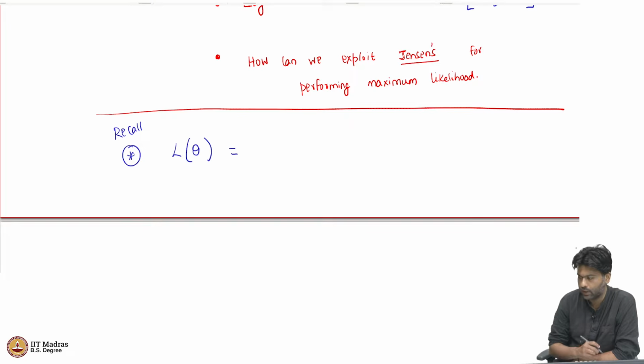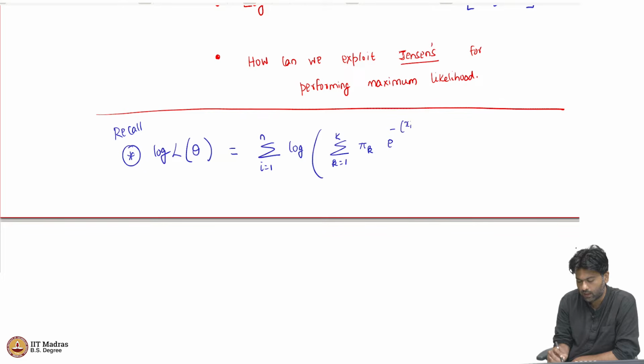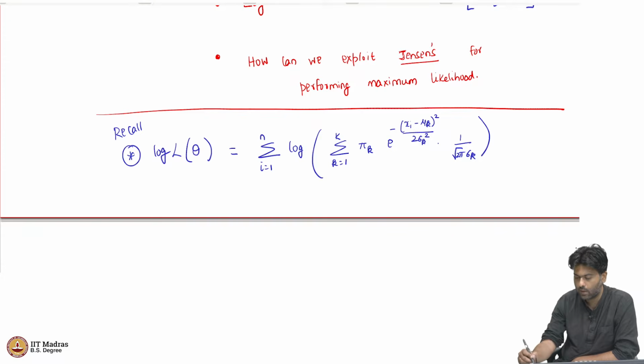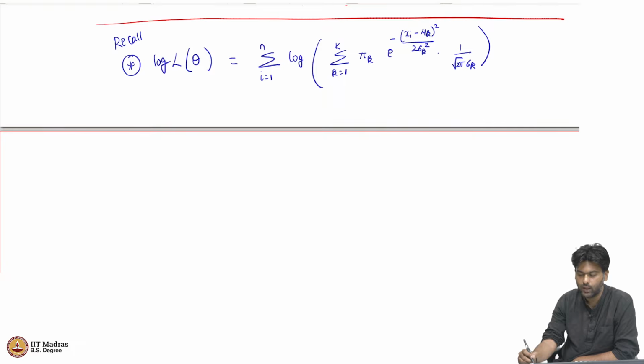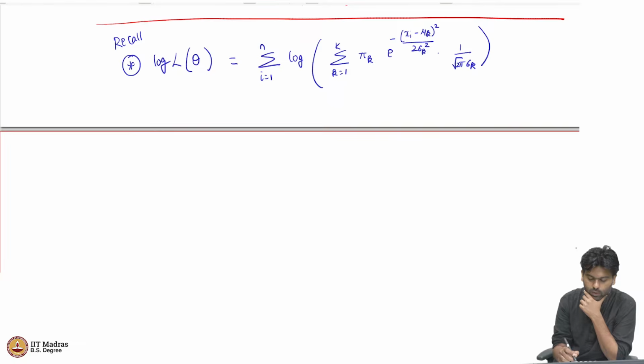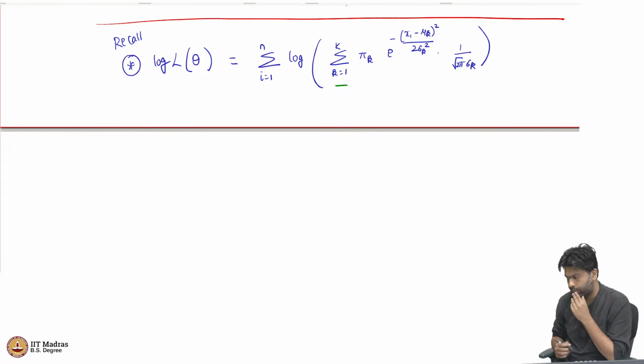So, the log likelihood function looks like this: sum over i equals 1 to n, logarithm of sum over k equals 1 to K, pi k e power minus (xi minus mu k) squared by 2 sigma k squared, into 1 by square root 2 pi sigma k. This was our complicated looking log likelihood function, and the problem that we had was that there is a summation sitting inside the logarithm.